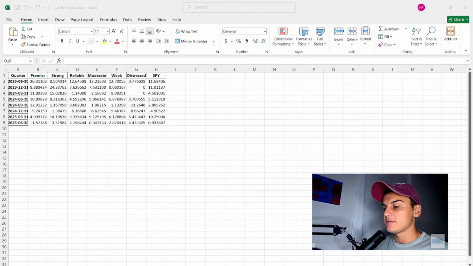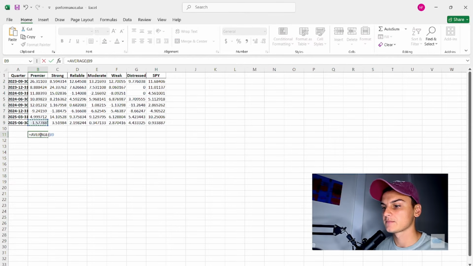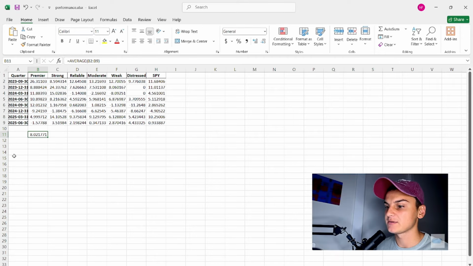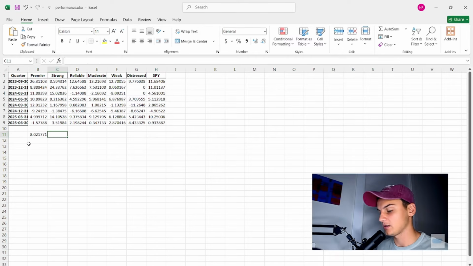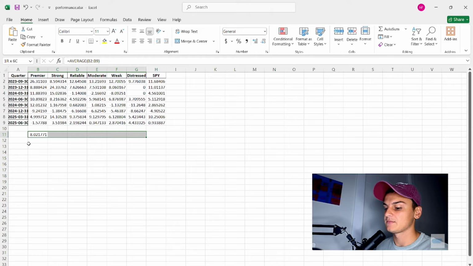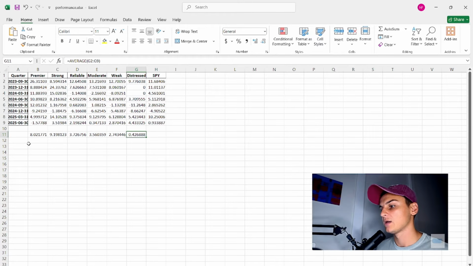So here is the performance of each category by quarter. It's been live for 8 quarters now, and the average performance of the premier stocks is 8% in 3 months. The average for each category: we got 8%, 9%, 3%, 3%, 2%, and 0.4%. So, of course, all of these have positive drift, and that's the benefit of holding for longer periods of time.